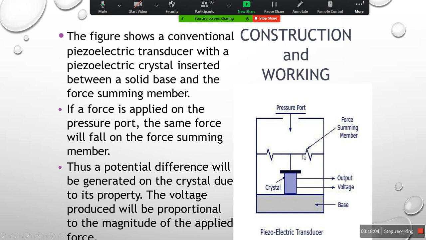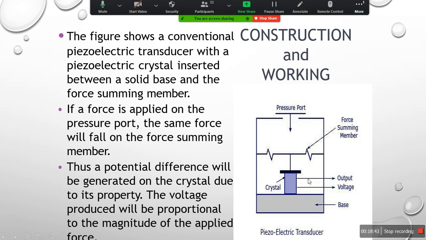Say the force summing member is like a spring, and between the spring and the base you are attaching the piezoelectric crystal. When pressure is applied at the pressure port, this spring immediately brings some force on the crystal, so it gets compressed. Thus a potential difference is generated on the crystal due to its property. When pressure is applied, it is compressed; when the pressure is released, it releases. Continuous operation of this generates an output voltage.